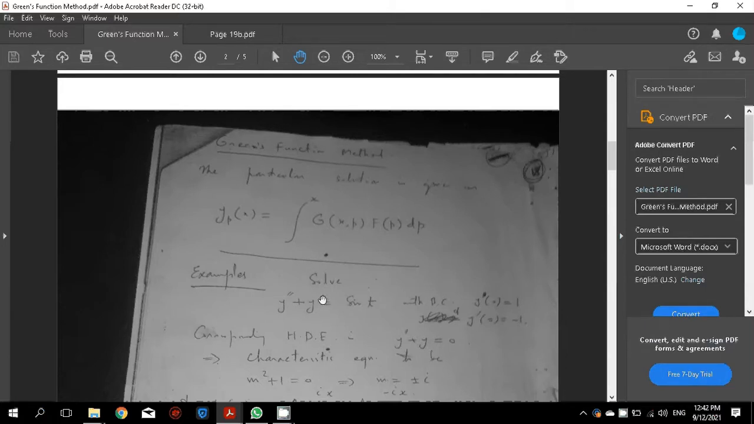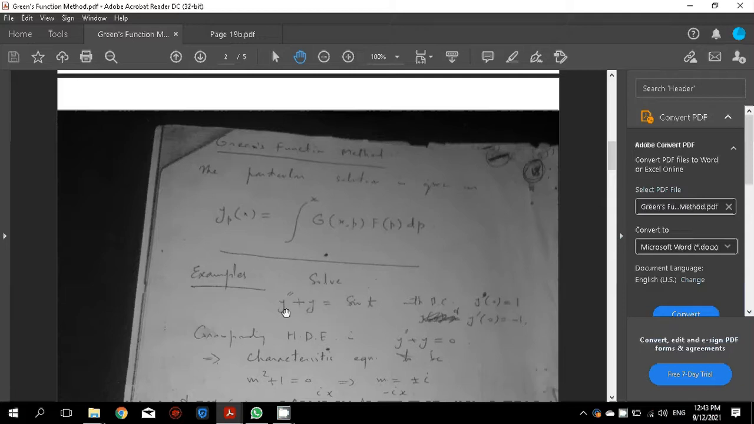So this is how the solution is written for a non-homogeneous differential equation using the Green's function method. Now the logic for the Green's function method and the derivation of this formula is not in the scope of your course, but if you go for MPhil or higher classes, you will discuss and derive this formula. So we are not interested in the derivation, but we will use this formula in this example.